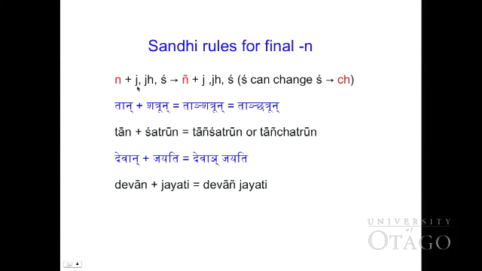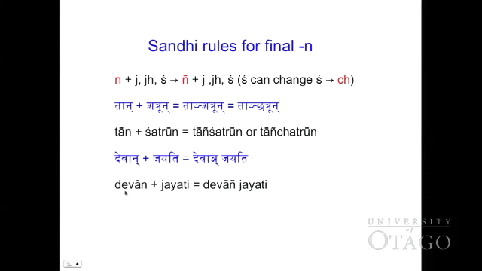N plus J, JH, cha, and S that sha, sibilant. So change N to ya, and the same. Sometimes you can change sha, S that can change to ch, such as tan, sha, trun. So we will sandhi and combine to tan, sha, trun or tan, sha, trun.